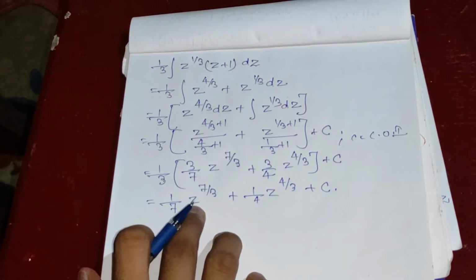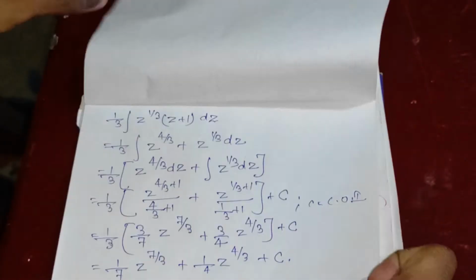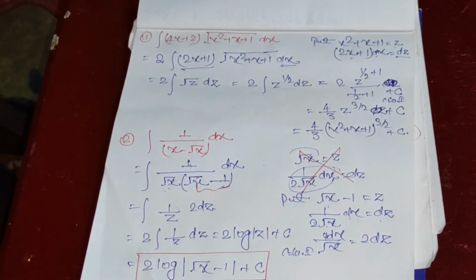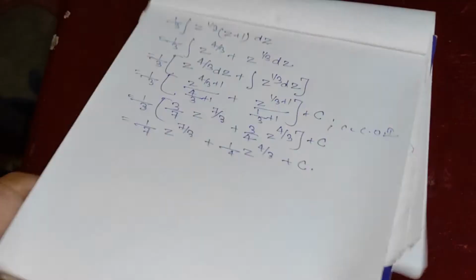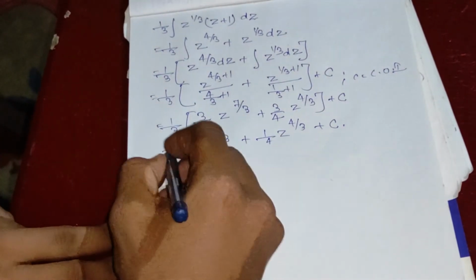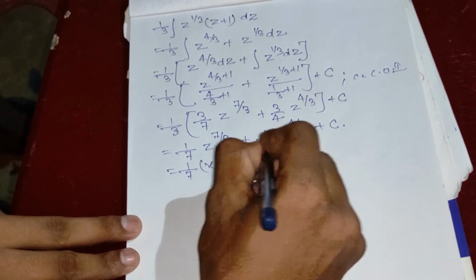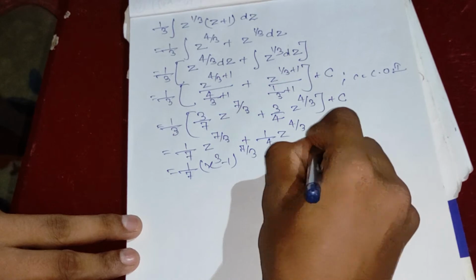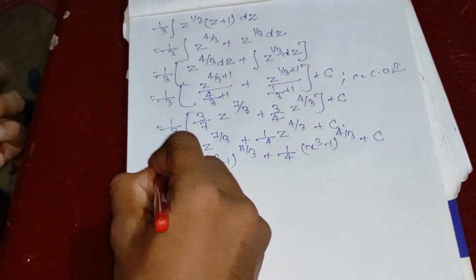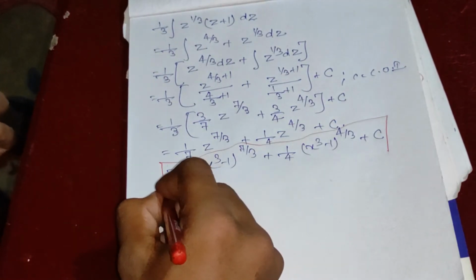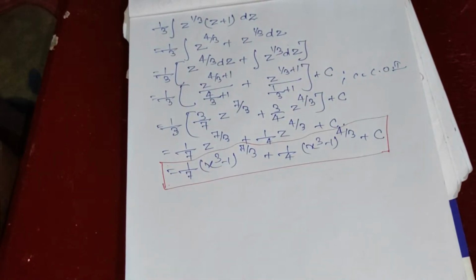Now the next step is we have to convert this z term into the original term, meaning in terms of x. We have assumed z equal to x cube minus 1, so we put x cube minus 1 in the place of z. So we have 1 by 7 (x cube minus 1) to the power 7 by 3 plus 1 by 4 (x cube minus 1) to the power 4 by 3 plus c. So this is our final answer. I hope till now you have a basic idea of how to solve the method of integration.